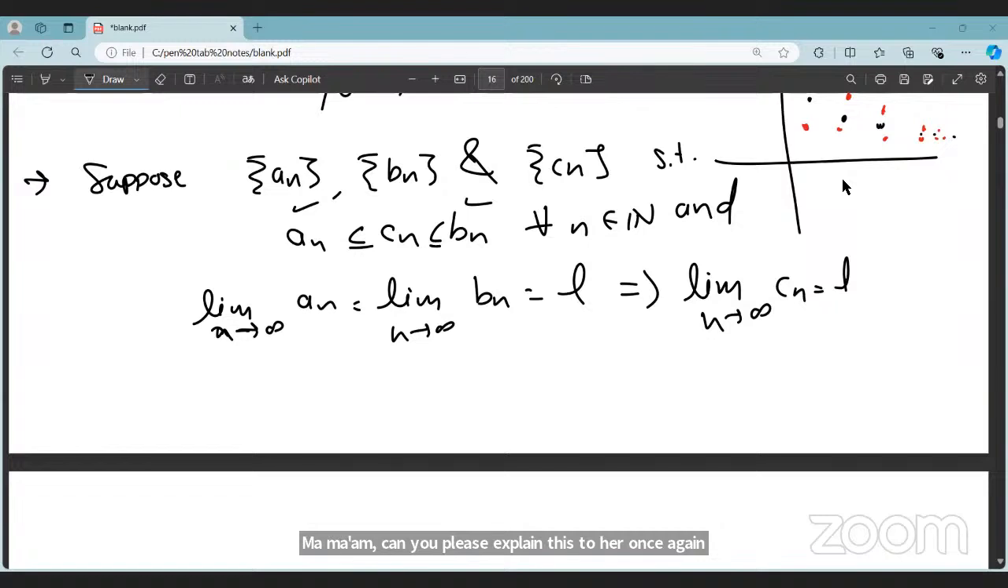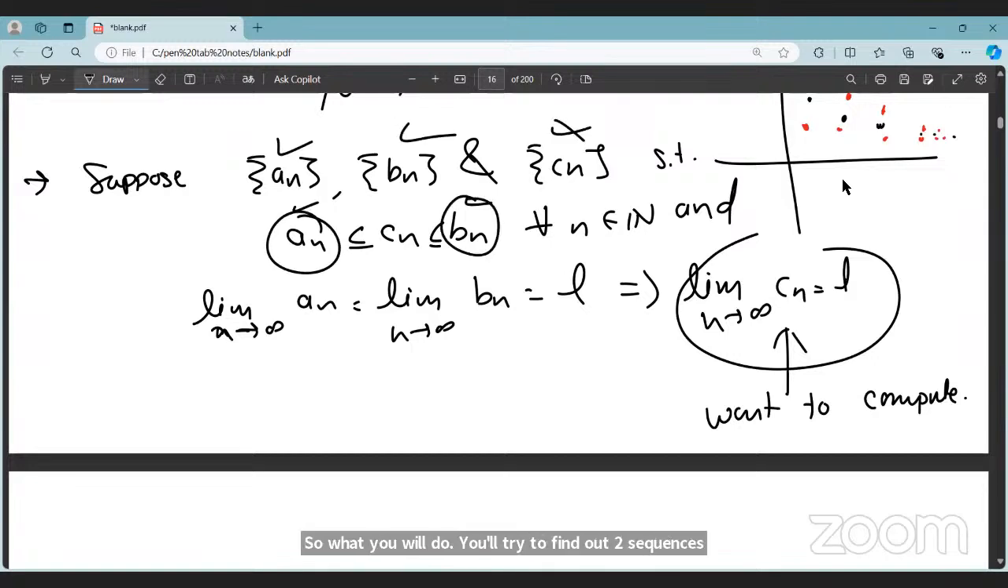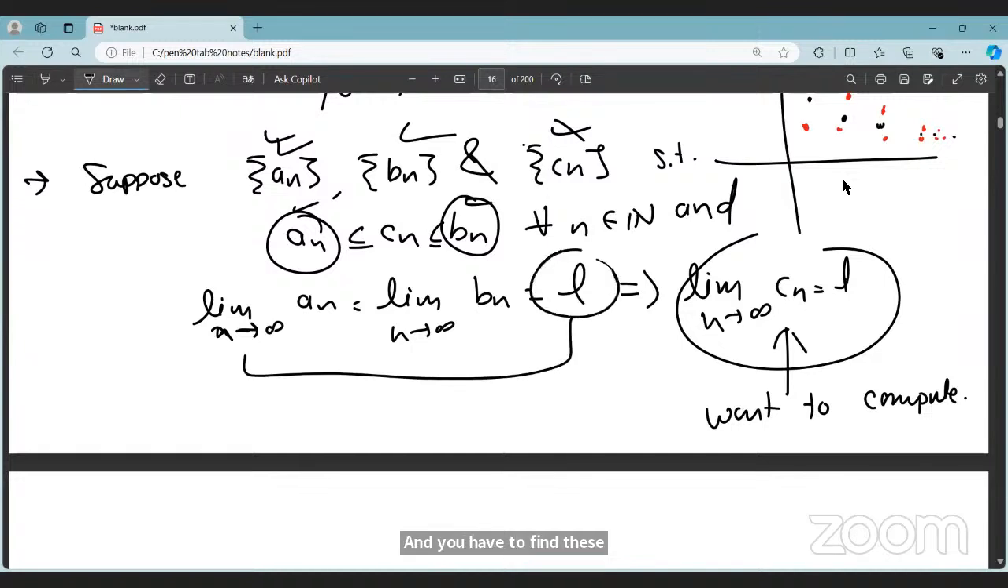See what happens in the sandwich theorem. This is what you want to compute, so you try to find two sequences, an and bn, which sandwich the value of your sequence. That means the value of cn should lie between the value of an and the value of bn; it should be trapped between these two sequences. You have to find an and bn such that they converge to the same limit. If you are able to find such sequences, then you can say that cn also converges to that particular limit only.